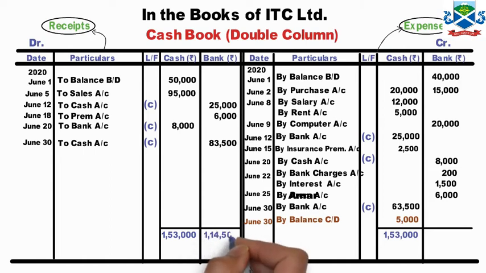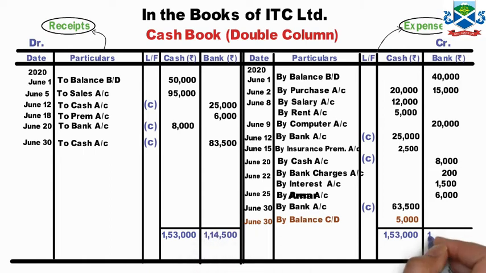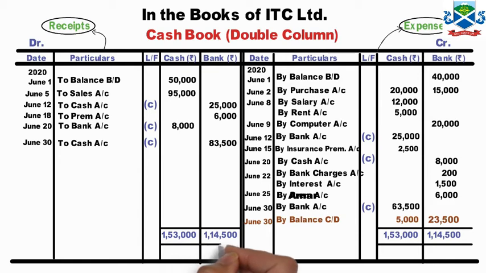And now we'll go to the bank column, adding the debit side and the credit side, and if you subtract, the shortage of the debit and credit side is 23,500, that is your closing balance, and these two figures will come on the opposite side on July 1. To balance B/D, cash is 5,000 and bank is 23,500. That's all for this question, double column cash book.